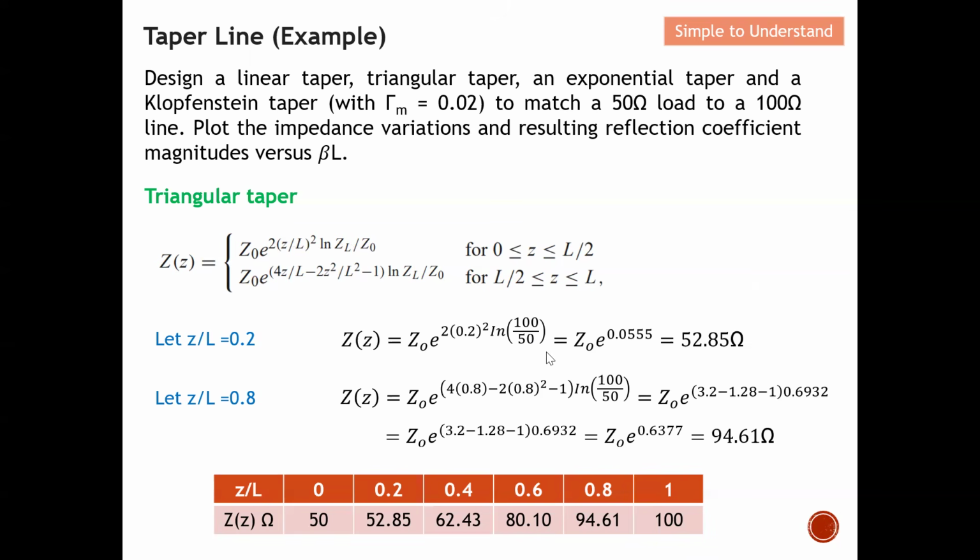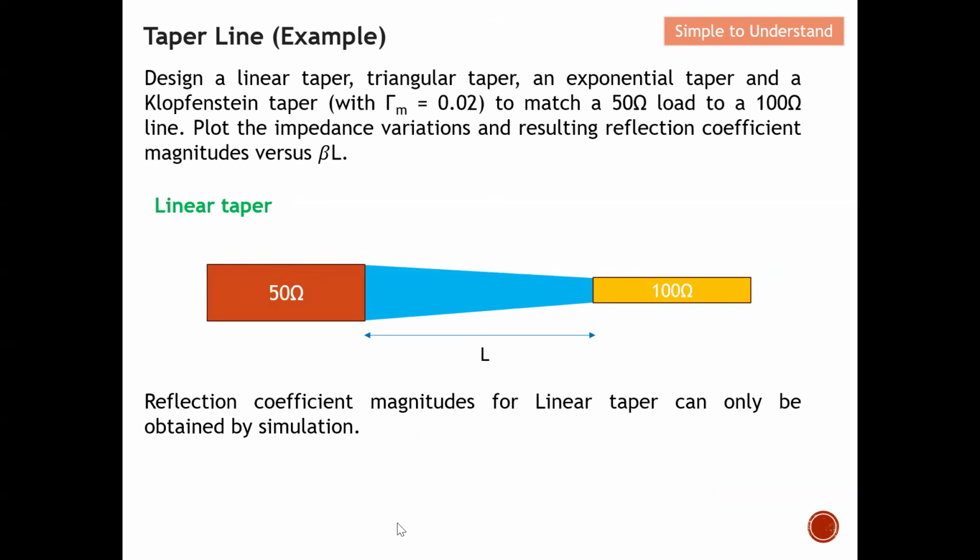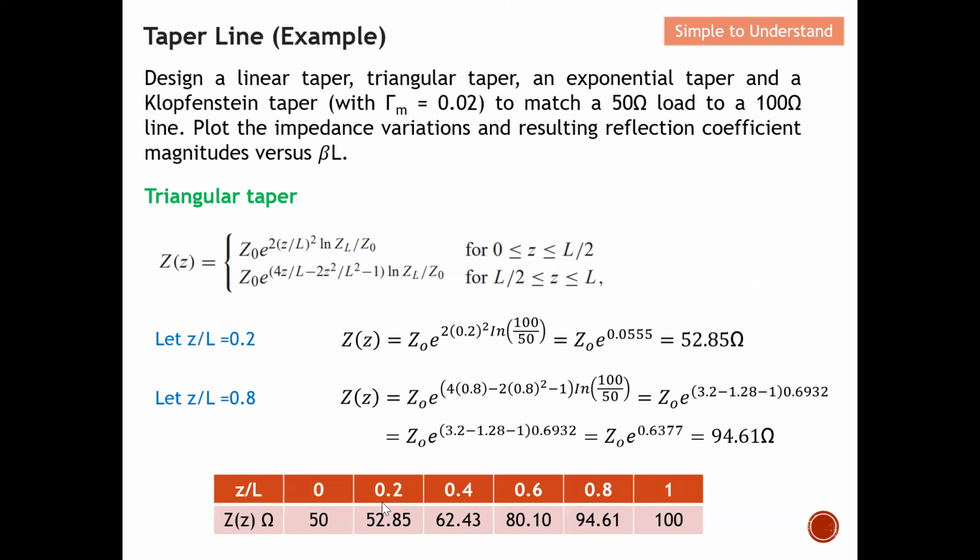From here, if you punch your calculator, all these numbers should add up to 0.0555. Then it shows that the impedance will be 52.85 ohm. So basically, at 0.2 along, at the ratio Z over L of 0.2, the impedance value will be equal to 52.85. Let's say this is a taper. At 0.2, let's say it's here, so I know that my impedance will be equal to 52.85 ohm here.